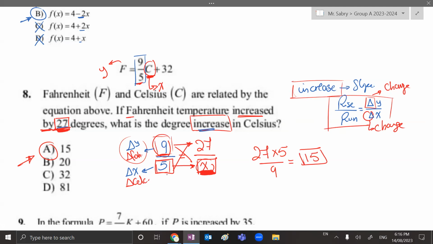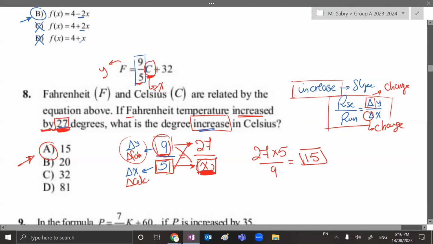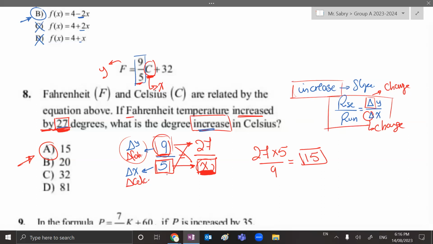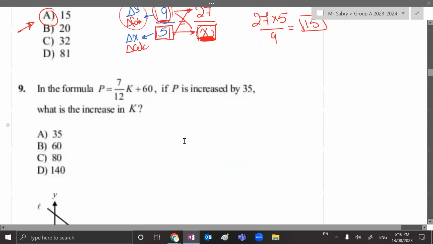Does this make sense or did I get you confused? No, it makes sense. 100% sure, okay? Okay. Alright. Moving on to this.